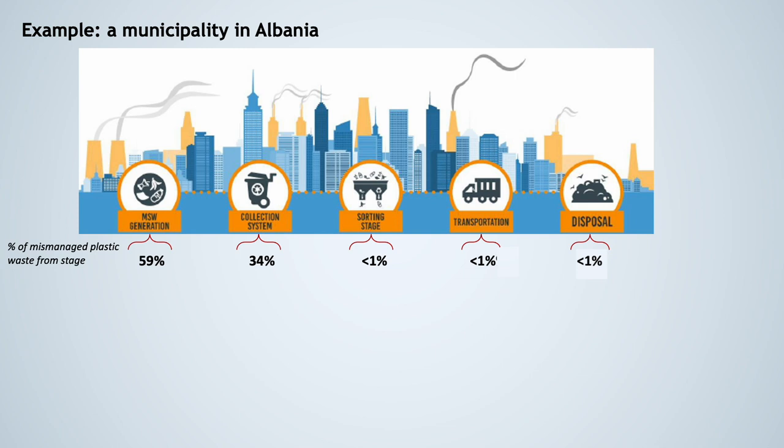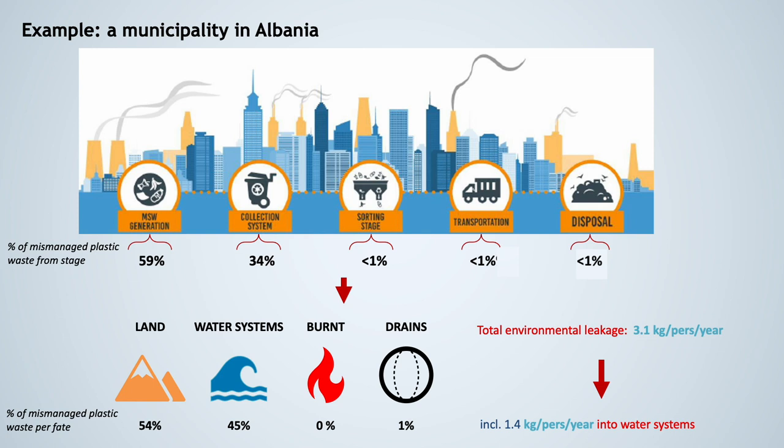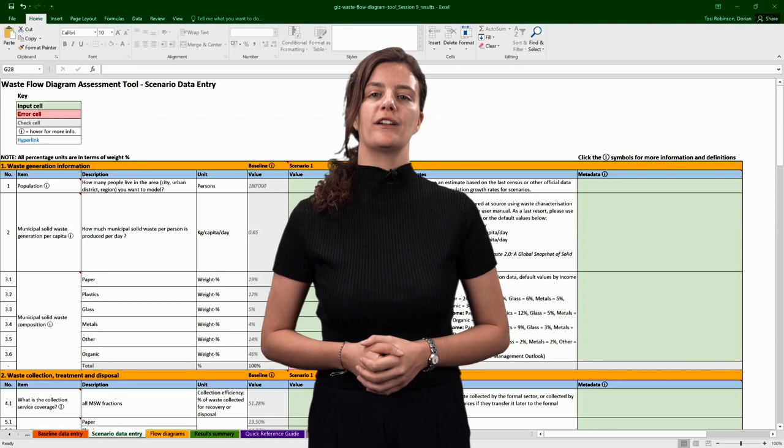54% of this plastic then ends up on land and 45% in water systems. Pretty much nothing is burnt and very little remains in drains. In this case, 3.1 kilograms per person is leaked every year into the environment, from which 1.4 kilograms ultimately ends up in water systems. We now have a look at the result summary spreadsheet.